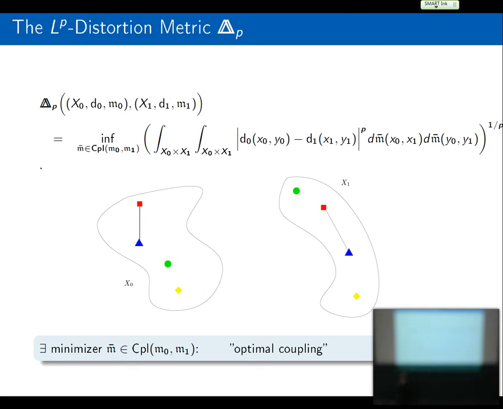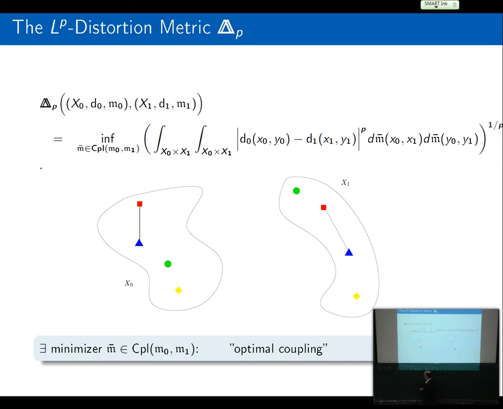So if you have two spaces, x0 and x1, you define the distance between them as the infimum over all couplings of this double integral. The idea behind that is you choose randomly two points in the space x0, and you ask how much you have to change the distance if you switch from the space x0 to the space x1. So this is the distortion of a distance from space x0 to space x1. You do not ask for the L infinity, which would be the classical definition of a distortion. You ask for the LP mean of this distortion.